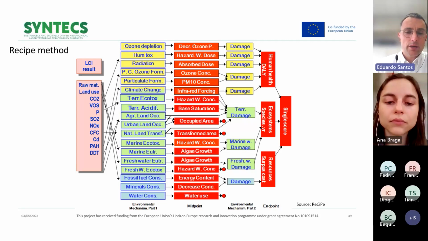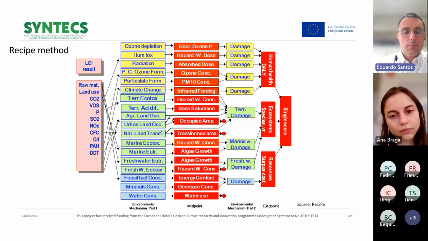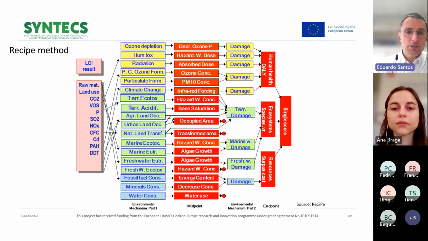And then that is connected with environmental mechanism part one, which is the different environmental impact categories that are defined in classification. And so, for instance, CO2 can be connected with the global warming potential, or CFCs can be connected to the ozone depletion category. So this is a definition or a classification which is relatively solid in terms of physical units.